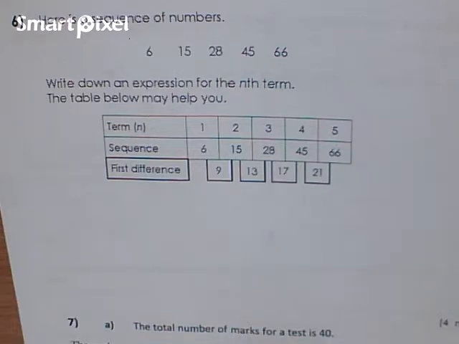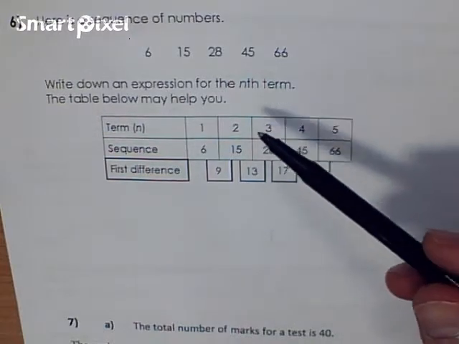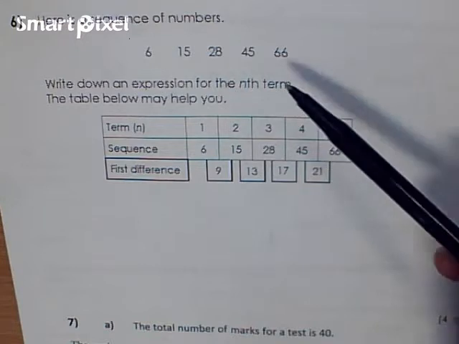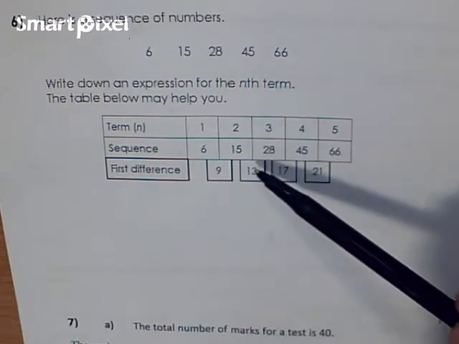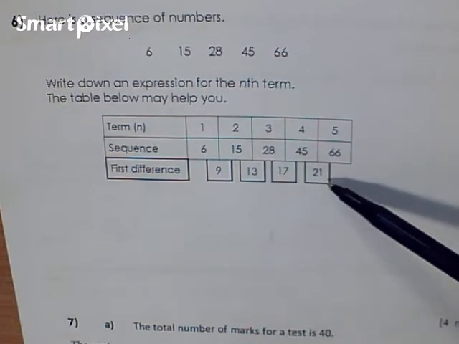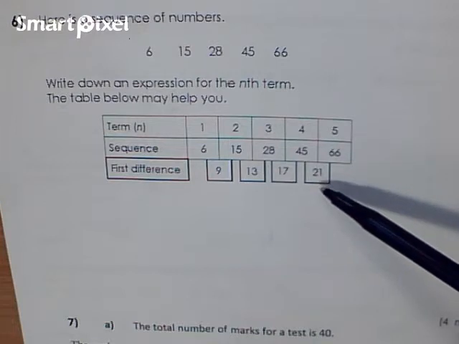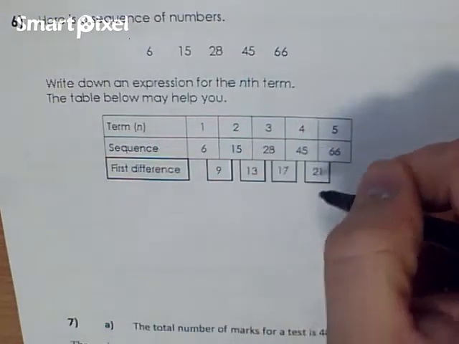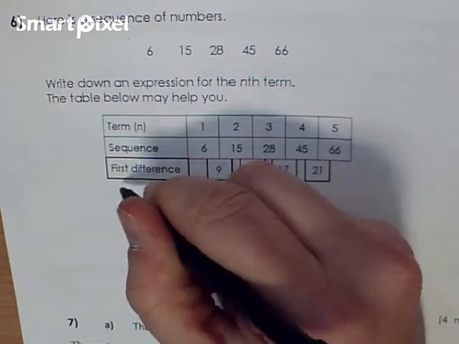Question 6. Here we go. Here's a sequence of numbers, and I've given you a bit of help by giving you the first difference as well. Now, you probably know that when it's not going up in an even way, it's not linear, and you have to see if it's quadratic or not. If the second difference is going up in equal steps, then it's a quadratic.